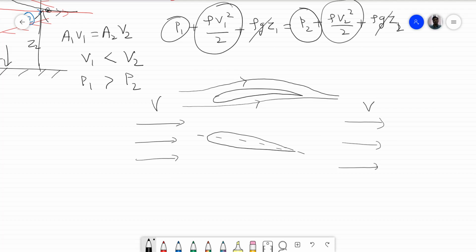And in this case also you can see something like that.